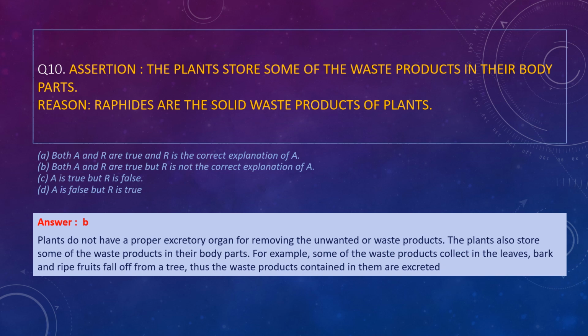So the plants do release some along with the gaseous waste, but the solid wastes are stored, and some of the waste products are stored in the body parts. For example, in the leaves or the bark of the tree. So thus the waste products contained in them get excreted when the bark peels off and so on, or the leaves fall that way. So the answer here will be B. Both A and R are true, but R is not the correct explanation of A.